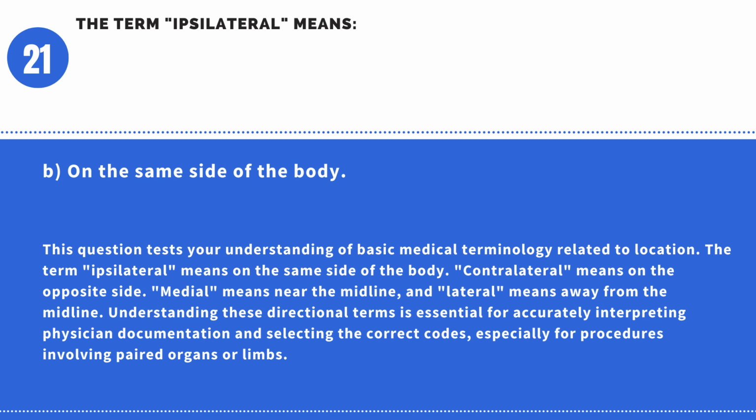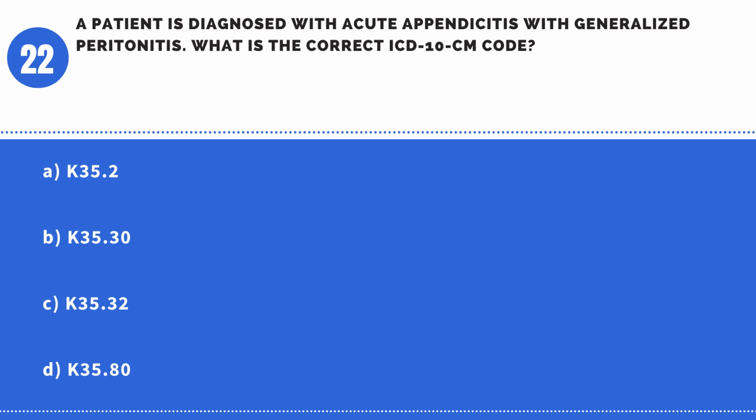This question tests your understanding of basic medical terminology related to location. The term ipsilateral means on the same side of the body. Contralateral means on the opposite side. Medial means near the midline, and lateral means away from the midline. Understanding these directional terms is essential for accurately interpreting physician documentation and selecting the correct codes, especially for procedures involving paired organs or limbs.